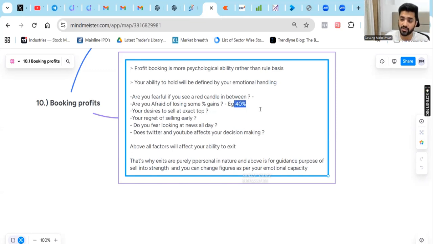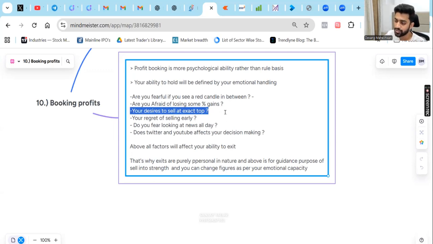So this is a psychological issue. You should know this, that it's a psychological issue that you need to work on. It can be different for each and every one of you. Okay, it can be different. For someone it can be the first case, for another one it can be the second case, but you need to be aware of it. Now the third one is your desire to sell at the exact top.